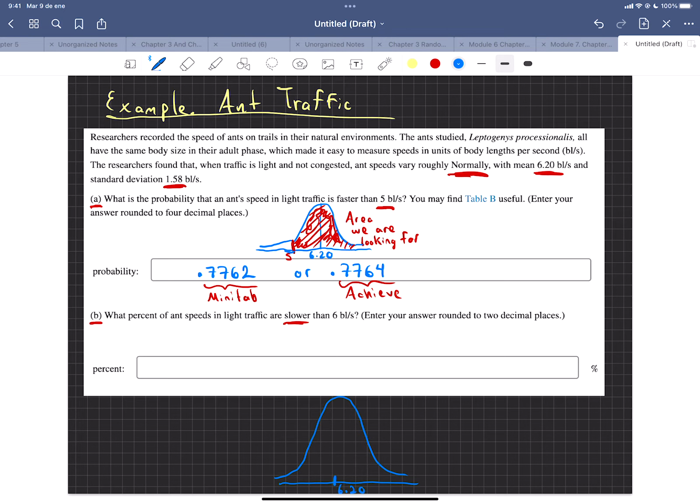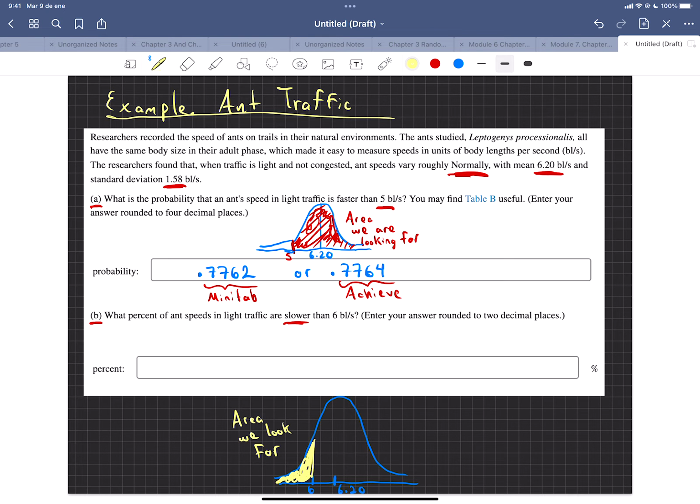Now locate the number 6. Number 6 is to the left of 6.2, so it's going to be more or less here. But now notice it says slower, so it means behind 6. So the area we're looking for now is behind the number 6. All the area behind. Area we look for.